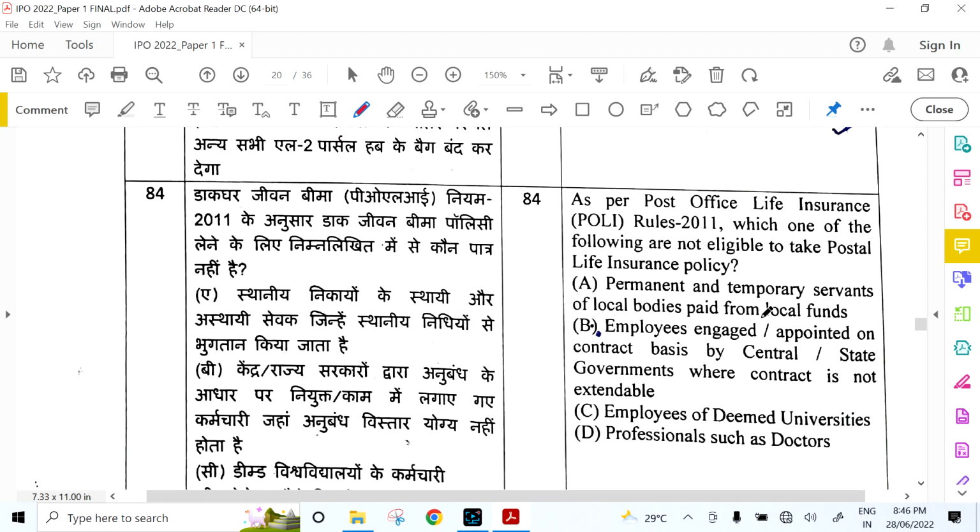Next one. As per POLI rules, which one of the following are not eligible to take PLI? Permanent and temporary servants of local bodies paid from local funds, employees appointed on contract basis by central and state government where contract is not extendable, employees of deemed university, professionals such as doctors. This is the correct answer. Where it is extendable only they are allowed for PLI. Here it is said not extendable. So the answer is B.